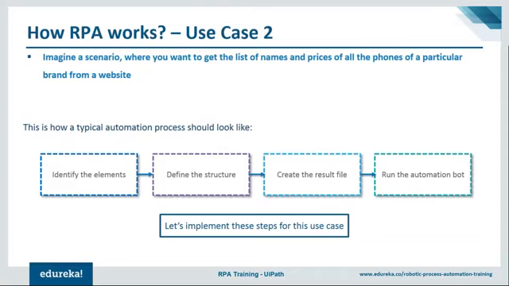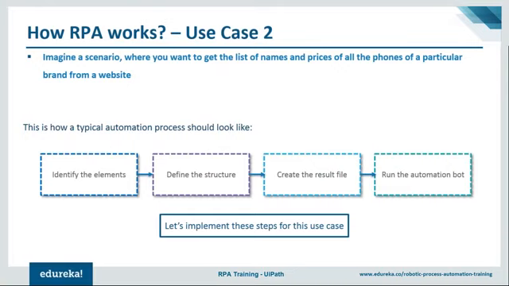First, it will identify the elements. If you were to implement it in RPA, first you have to tell RPA, or tell your bot, which elements to pick. So it will first identify the elements, and then we will define a structure. How do you structure these elements inside the file that we want? Then we define the structure.